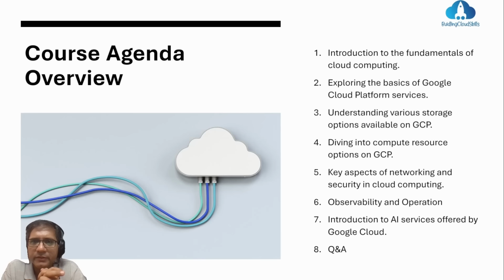Module 2 is on Google Cloud Platform, which gets you started with GCP. Module 3 is going to get into the storage section. Module 4 is on the compute section. Module 5 is on networking and security in the cloud. Module 6 is observability and operations, which is a relatively small module. And module 7 is on AI services offered by GCP.